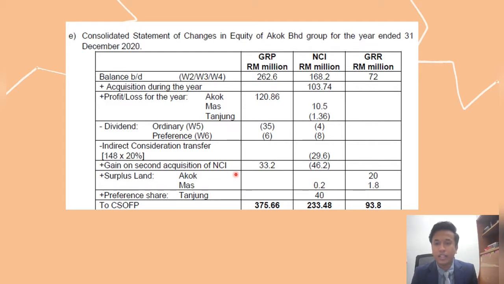Since we gain on the second acquisition, the GRP increased by 33.2 million and the NCI will decrease by 46.2 million. After that, we plus surplus of land of ACOB and Mas. For ACOB, 20 million goes under GRR, and for Mas, 2 million we need to apportion between GRR and NCI. 1.8 we get from 2 million times 90%, and 0.2 we get from 2 million times 10%. After that, we plus preference shares of Tanjung, 40 million under NCI. This is because Mas does not acquire any preference shares of Tanjung.